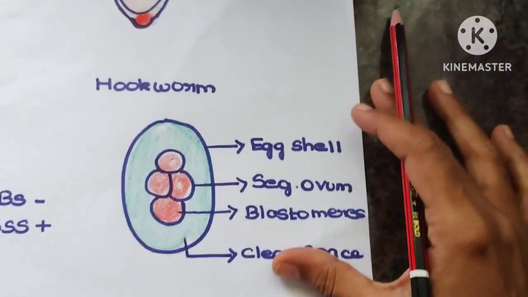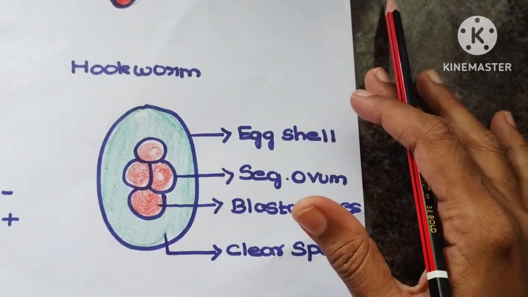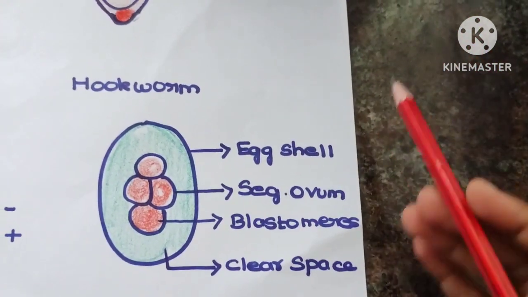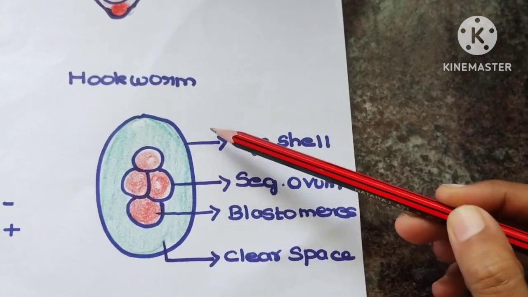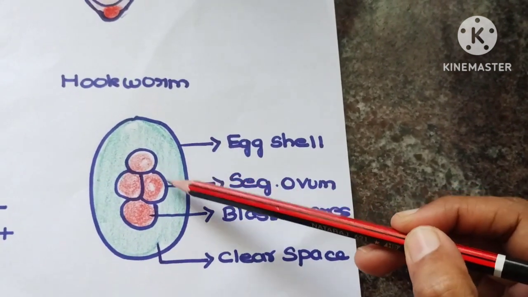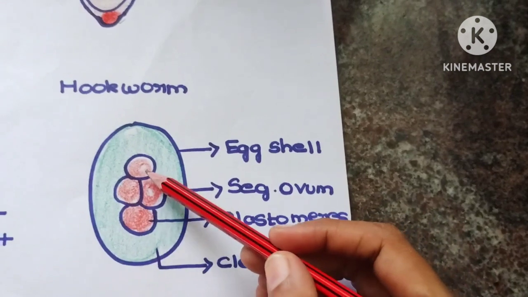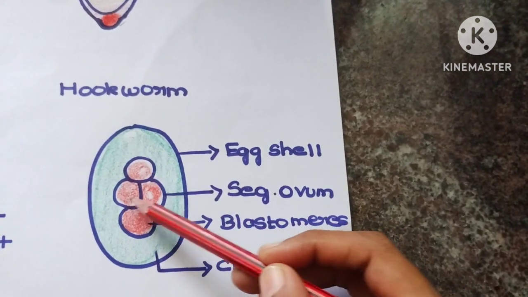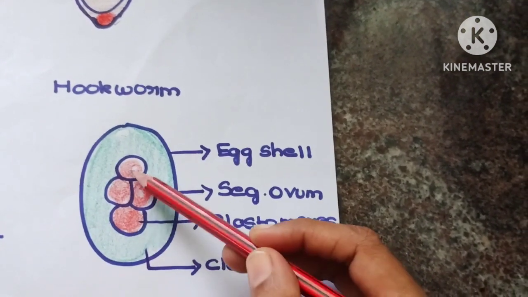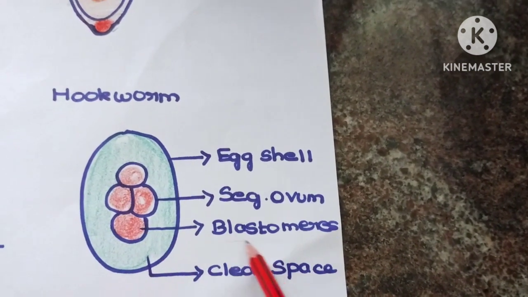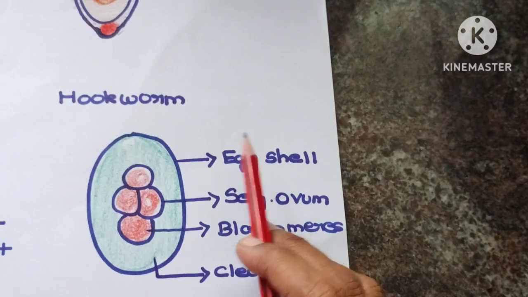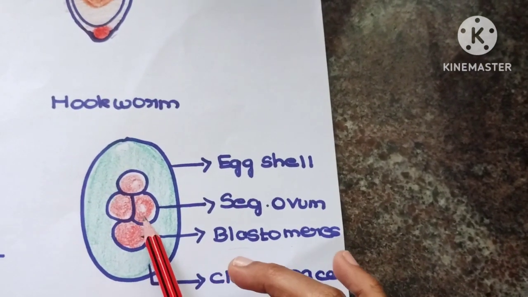Again, this is one of the easiest eggs to identify. First, it will have an eggshell that is oval in shape. The key point is the hookworm has a 4-segmented ovum. This ovum will be segmented, and these are called blastomeres. With this you can differentiate hookworm.